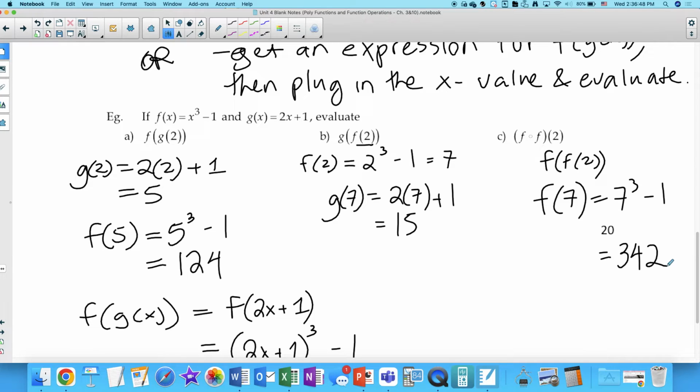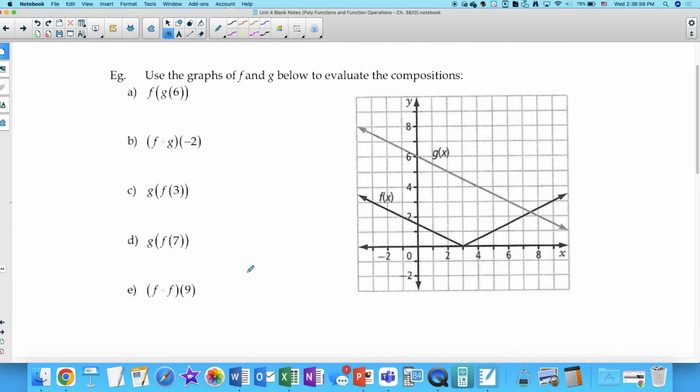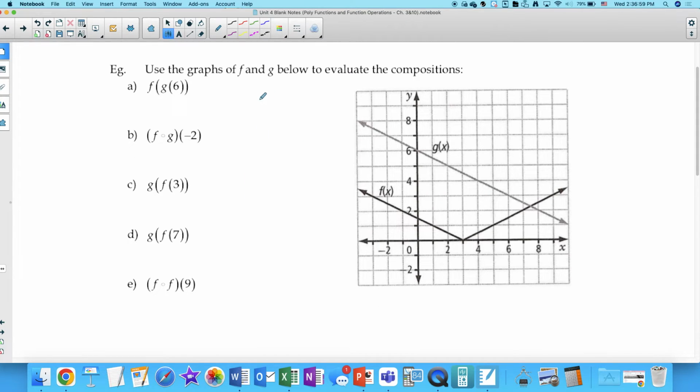Okay. All right, so now we're going to look at this graphically. Use the graph of f and g below to evaluate the compositions. Here I would for sure evaluate the inside first and then plug that output in. For example, f of g of 6. What's g of 6? g of 6 is 3. So we need to look at f of 3. f of 3 is 0.